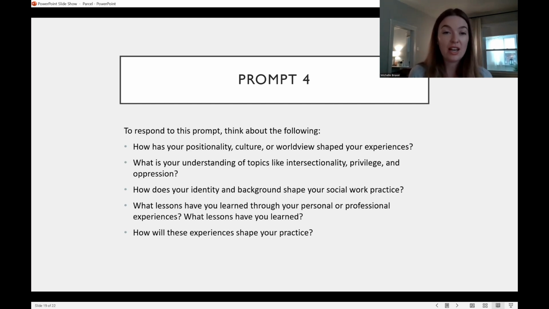How has your positionality, culture, or worldview shaped your experiences? What is your understanding of topics like intersectionality, privilege, and oppression? How does your identity and background shape your social work practice? What lessons have you learned through personal or professional experiences? What lessons have you learned? And how will these experiences shape your practice?